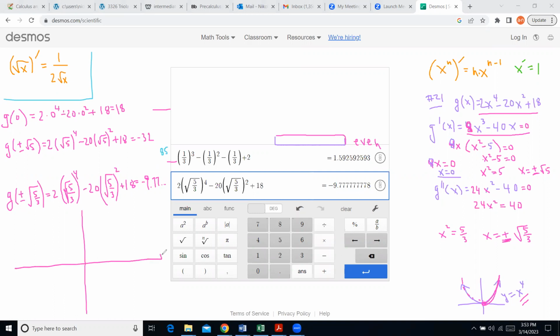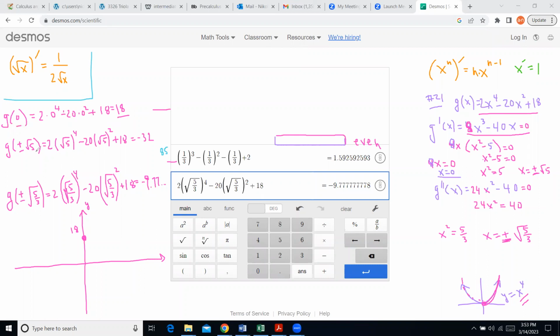So we've got some points to plot in here. And the first point is at 0, we have 18. So that's the one I put somewhere on the y-axis, right? 0 and 18. So that's the first one.